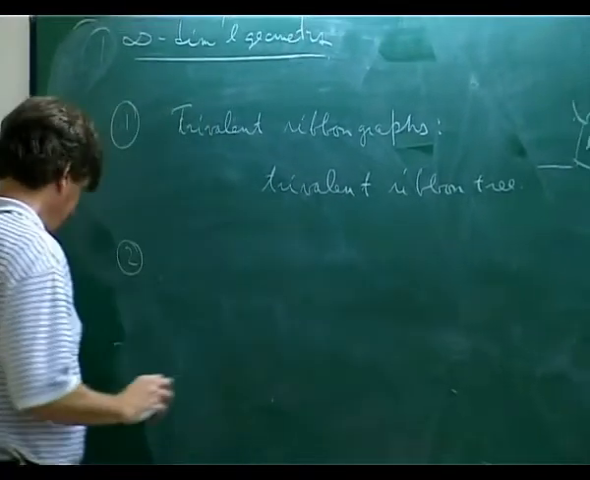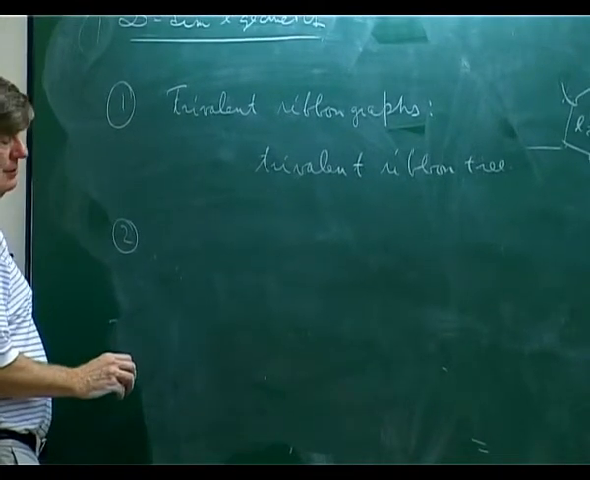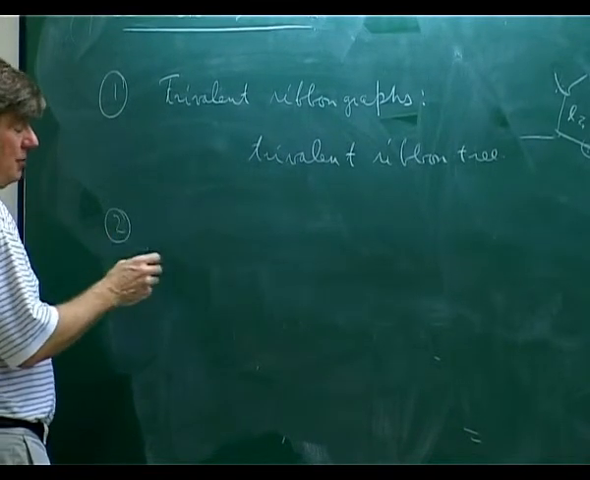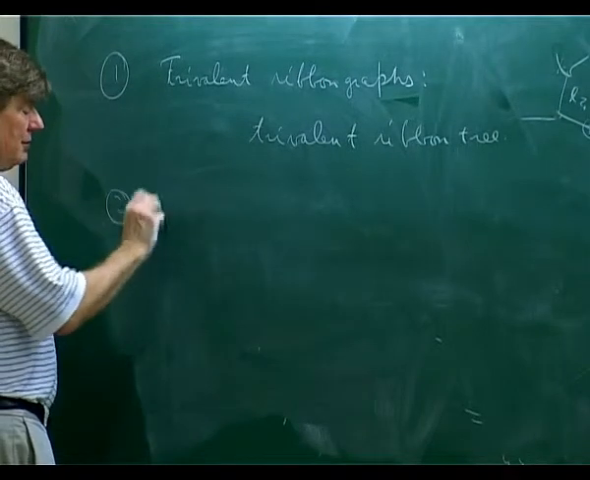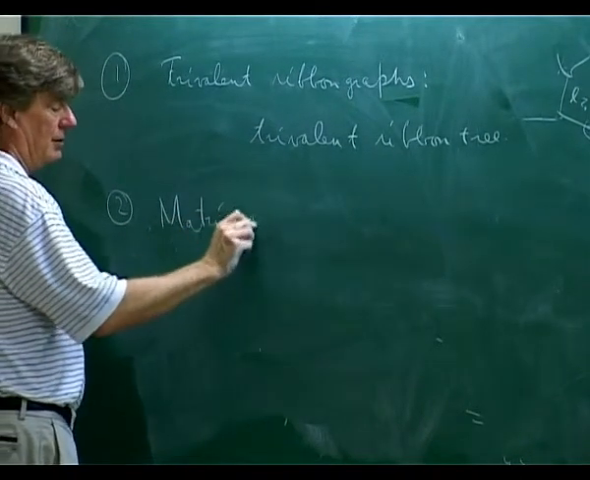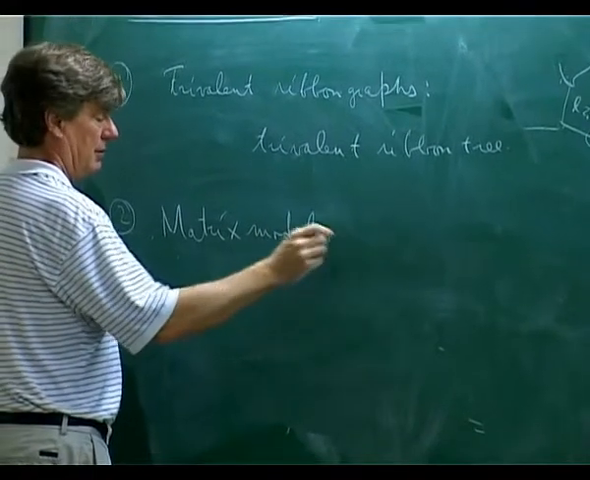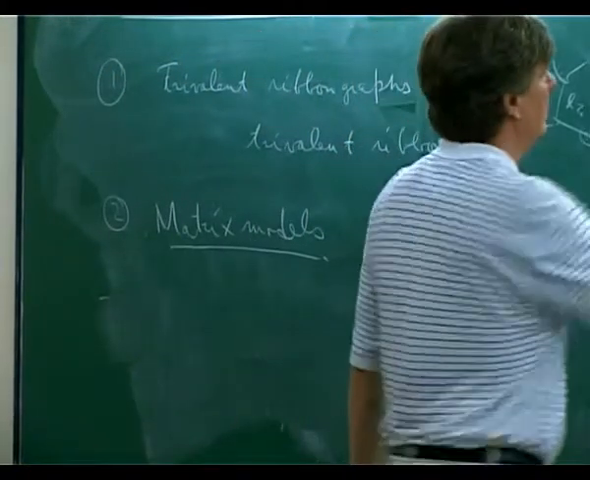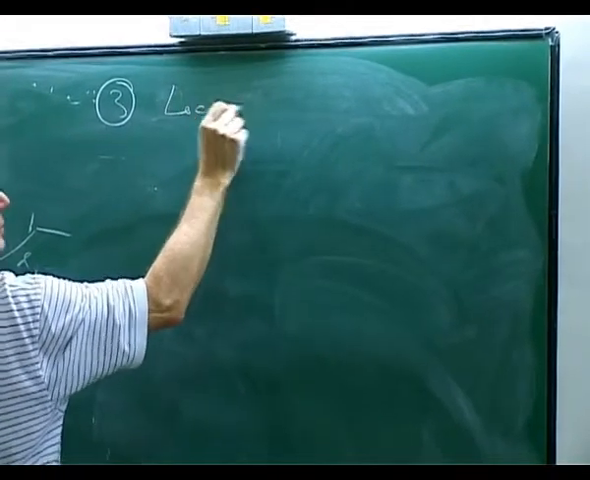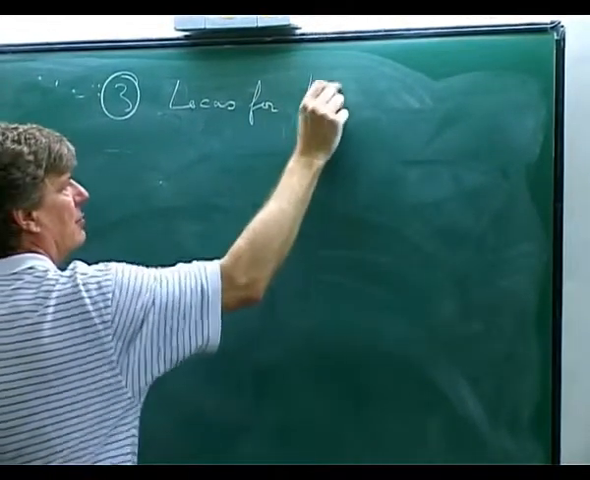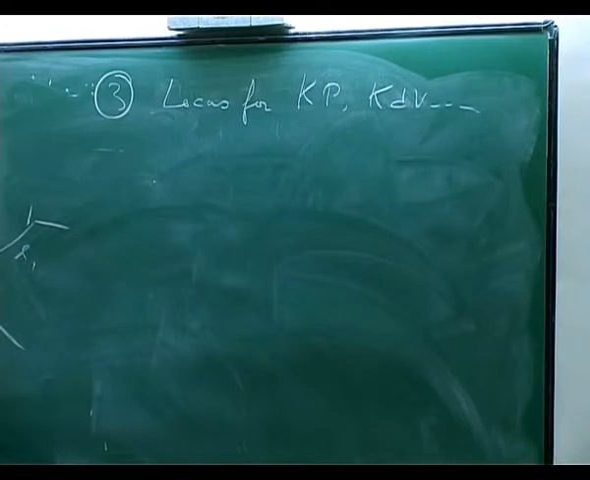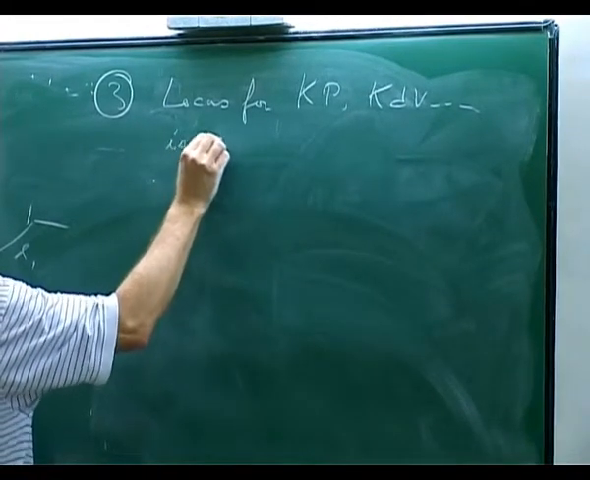The second place where there's infinite dimensional geometry is the matrix models, I suppose. But also, let's write it down. I don't have much to say there. But the third is also the interesting thing: the locus for all these integrable hierarchies, whether it's KP, KdV, etc., is the semi-infinite Grassmannian.